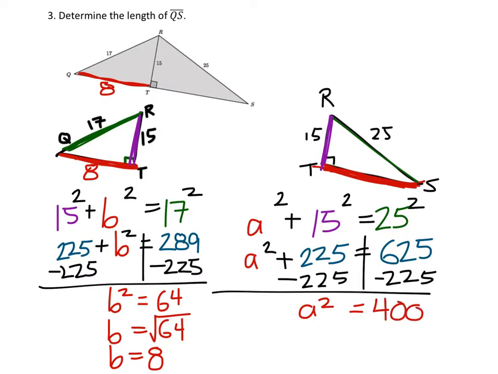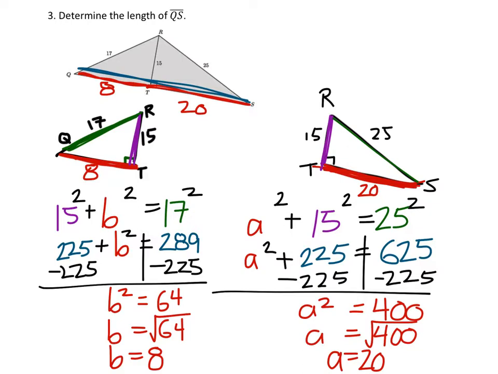But I don't want the square of a, I just want the a value. So I'm going to take that area of 400 and square root it, which if I put in the calculator, tells me it's 20. So that means that the length of TS is 20, which means this length right here is 20. So if I want the full length of this, I've got to take the 8 plus 20, and I get a length of 28.